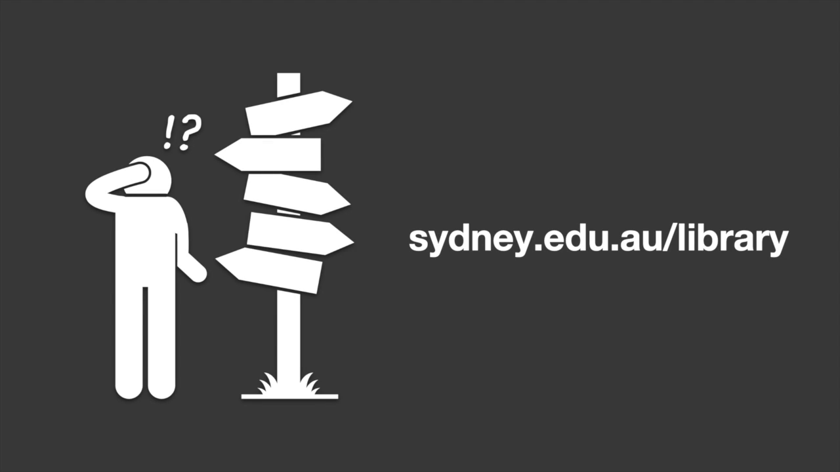If you're still feeling confused and can't find information, it's worth visiting the library website, sydney.edu.au/library. There's a whole set of information on there and a range of different databases that you can use, and even typing a search into the library search box will start you down the process of finding high quality information.